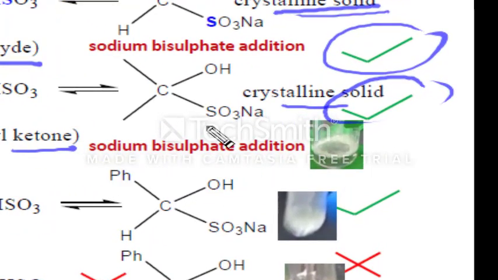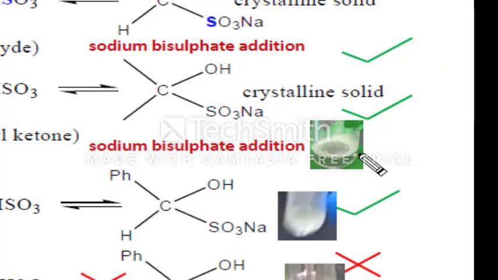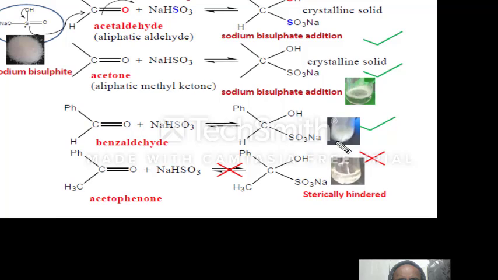So this is for acetone. You see these solid crystals there. This is the case in acetone. In benzaldehyde, you see this solid precipitate, which is showing the addition reaction. But in benzaldehyde it will be more of an oily solid, more of an oil, whereas here it is a crystalline solid. In the case of acetophenone, you will hardly see any solid formation taking place. It will be just a liquid only, right?